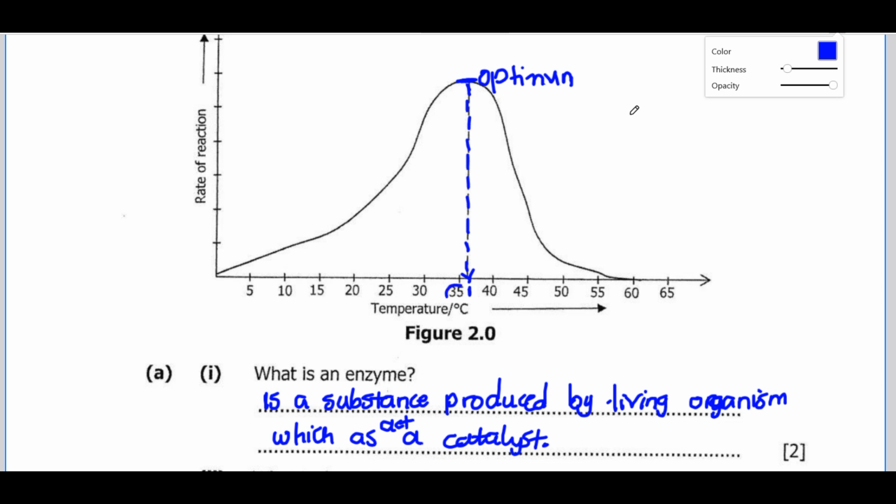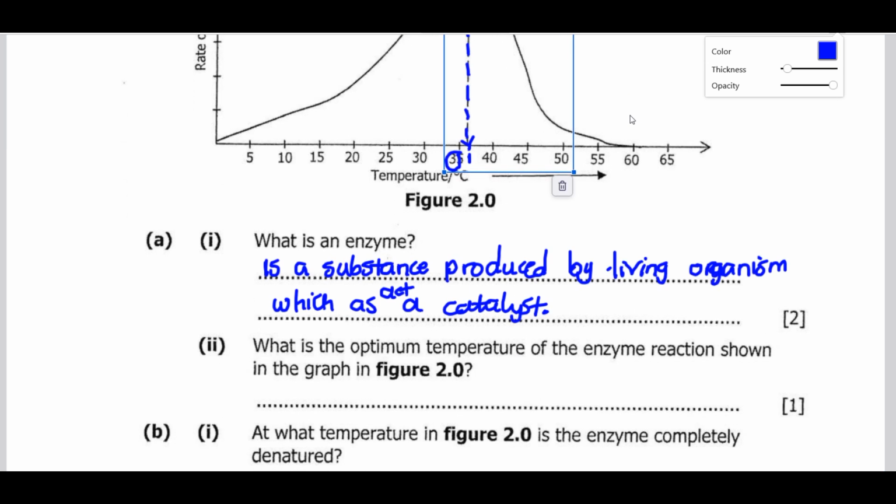So since here we have 35, this can be 37. So it depends on your estimations. Questions like this may have different answers. One may answer this one as maybe 36, 36.5, 37. All these will be considered to be correct, as long as the range is making sense. So for me, I can see that one as 37 degrees Celsius.